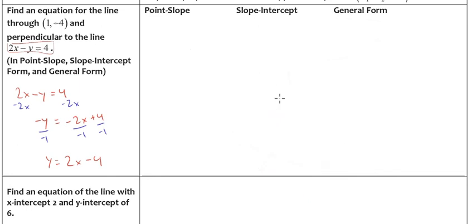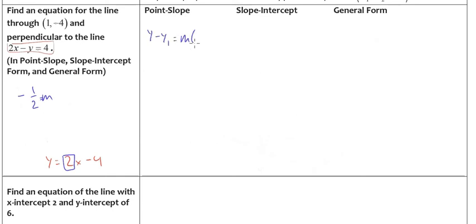So with the slope of the first line being 2, the one that we're going to want to use is the negative reciprocal of that, the opposite reciprocal, which is going to be negative 1/2. That's the slope that we're going to be using for our line. That's our m value. So point-slope form, we're going to have y minus y1 equals this slope times x minus x1. And we can start plugging some things in.